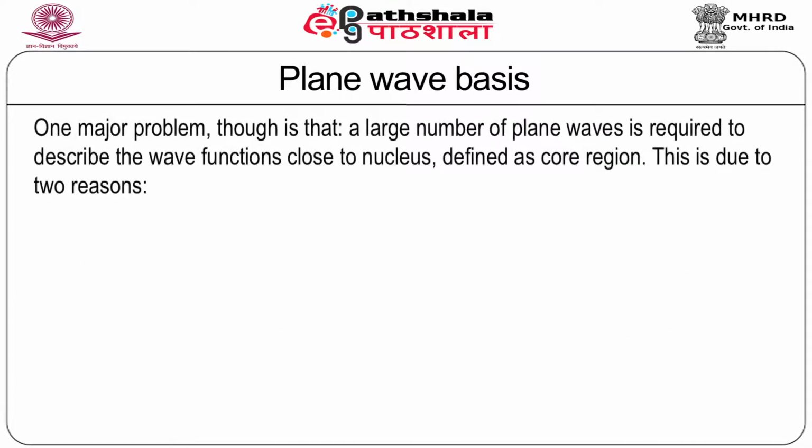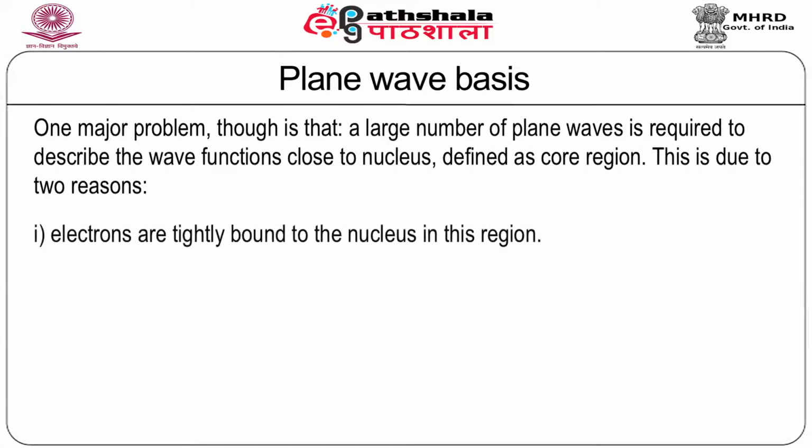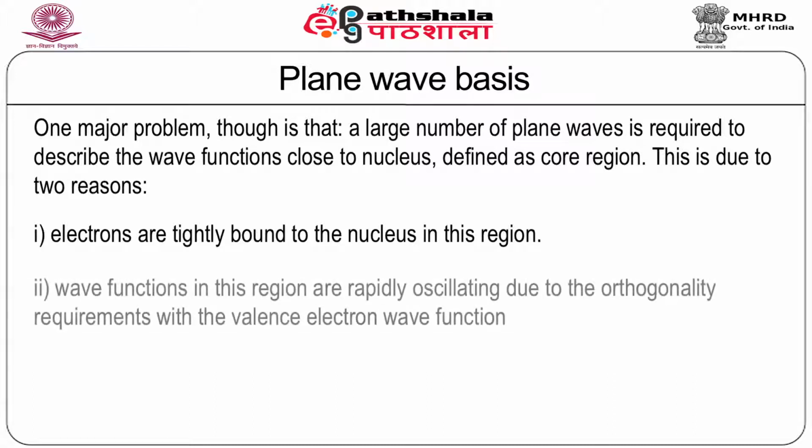One major problem, though, in the use of the plane wave basis set is that a large number of plane waves is required to describe the wave function close to the nucleus, which is defined as the core region. This is primarily due to two reasons. Firstly, electrons are tightly bound to the nucleus in this region, that's the core region. Wave functions in this region are rapidly oscillating due to the orthonormality requirement with the valence electron wave function.